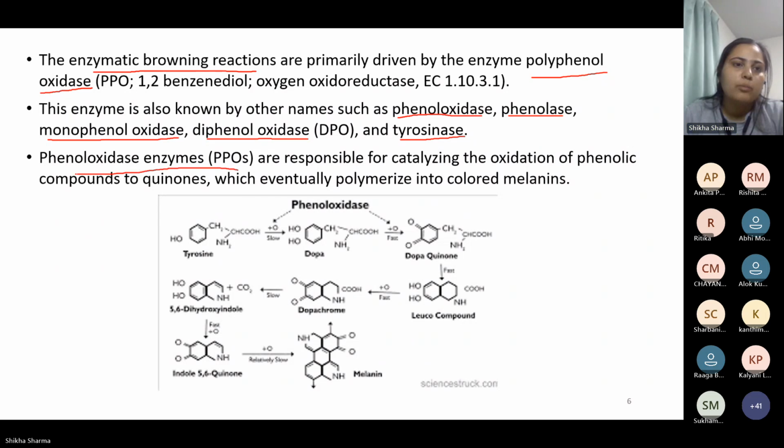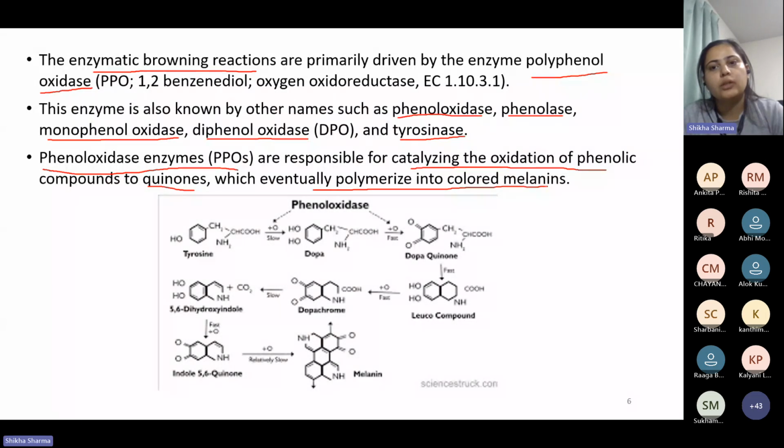Also, the phenol oxidase enzyme catalyzes the oxidation of the phenolic compounds to the quinones. So the phenolic compounds will oxidize and convert into the quinones, and then further convert into the melanin, which is a colored compound.